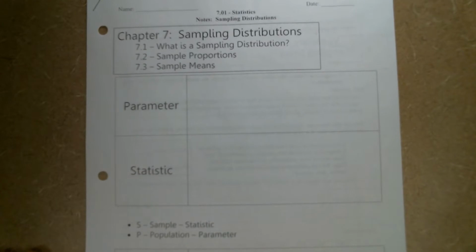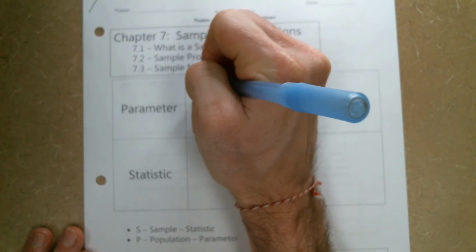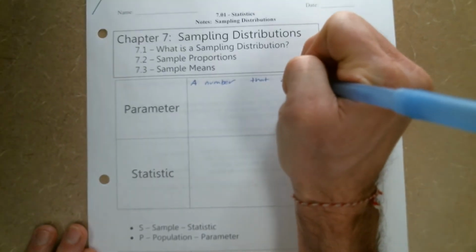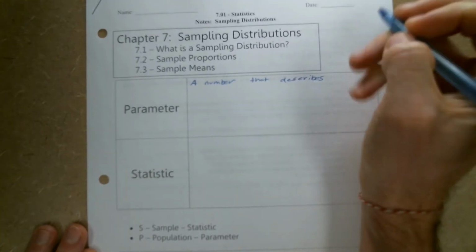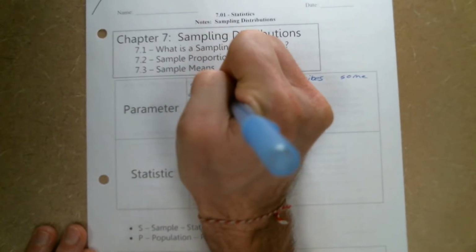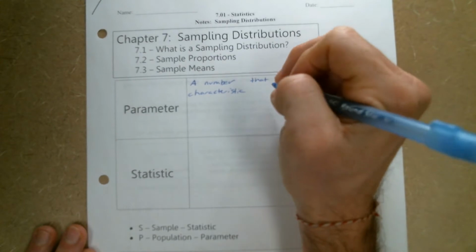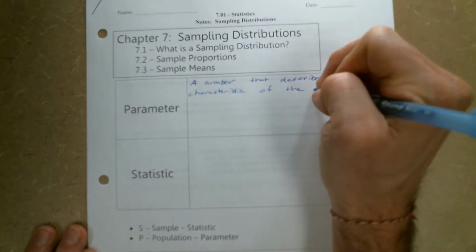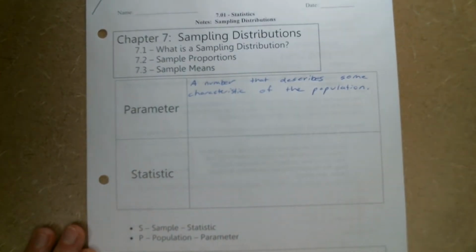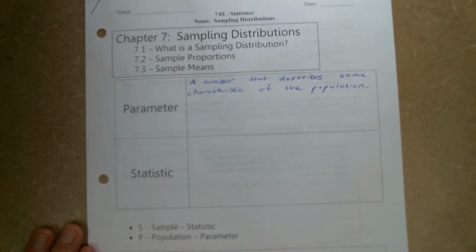So with that, let's get a couple definitions down that are going to be important to us. First, a parameter. A parameter is a number that describes some characteristic of the population. So when we're talking about the population as opposed to a sample, we call it a parameter, versus a statistic, which we'll put a definition down for in a second.